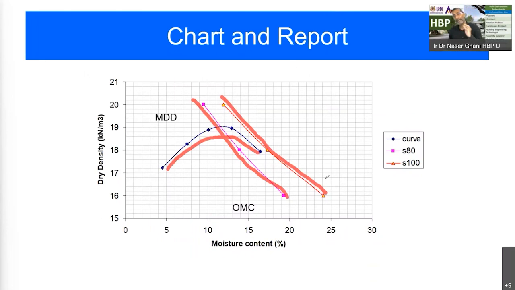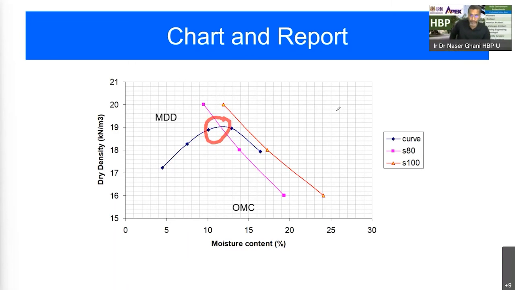One way to check the result of our Proctor test in the lab is to look at where the 80% curve crosses this maximum dry density curve of the various points. Usually it will cross near the peak of this chart over here. So now, you can see it crosses. So this is one of them. There are a few more indicators that you will read in my handout that you will get to see whether your result is sensible or not.